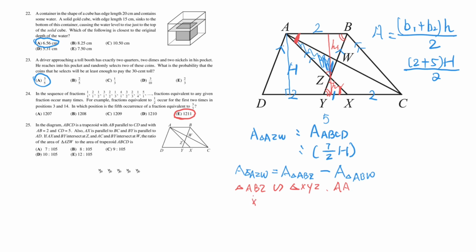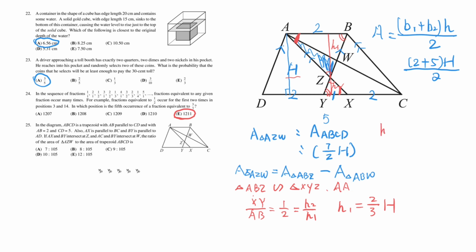Because of the similar triangles, XY over AB is 1/2. That means the two height ratio is also 1/2, because for all corresponding sides the ratio is the same. So H2 over H1 equals 1/2. That means H1 is 2/3 of H, because H1 plus H2 total is the capital H.